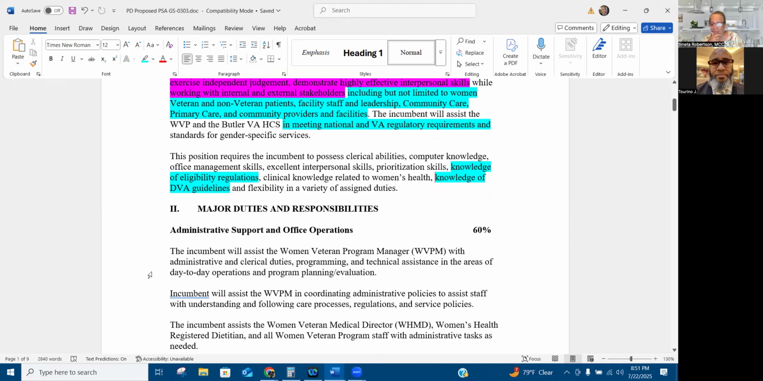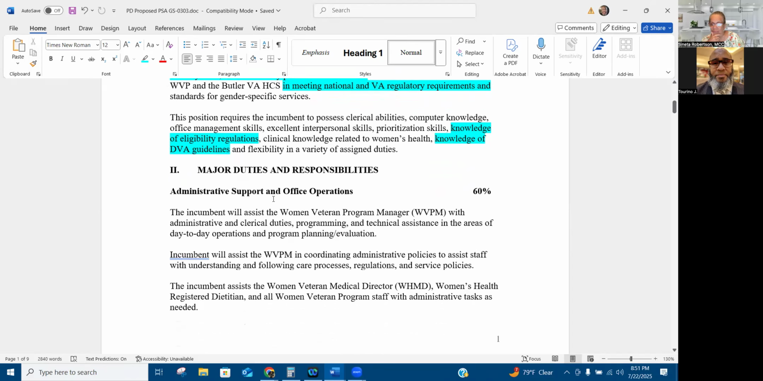Now, what about this word flexibility? Guidelines and flexibility. Based on that, do you think that has to do with flexibility of selecting guides or flexibility in making decisions about how they do the work? Knowledge of DVA guidelines and flexibility in a variety of assigned duties. Is that flexibility in applying the guides, or flexibility in how you do your work?